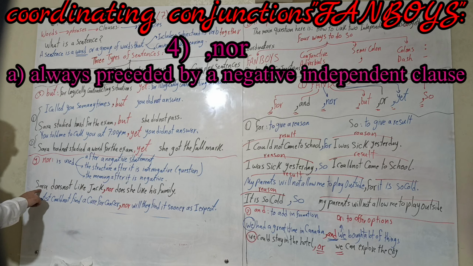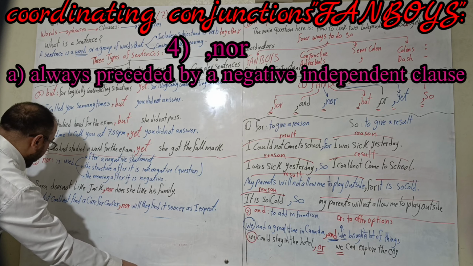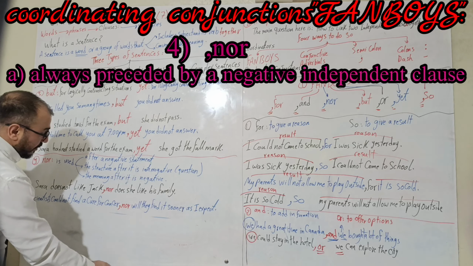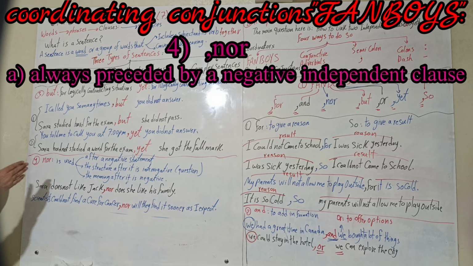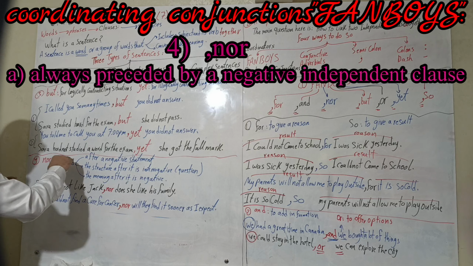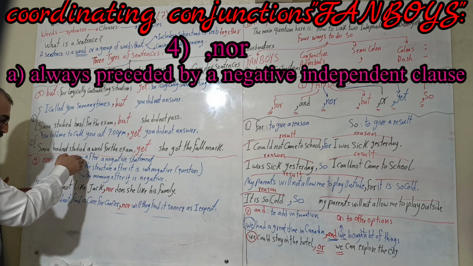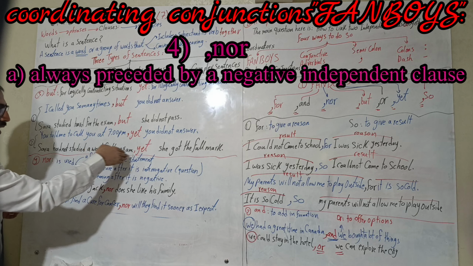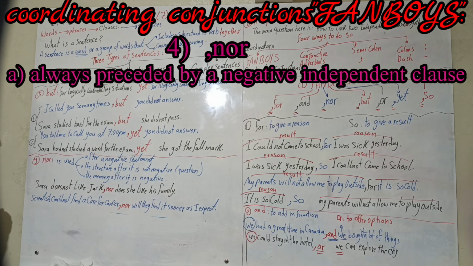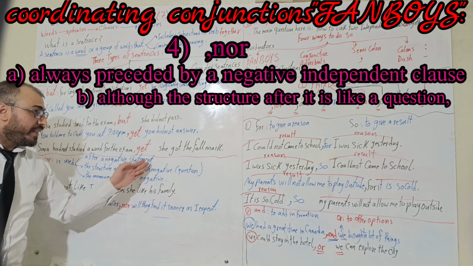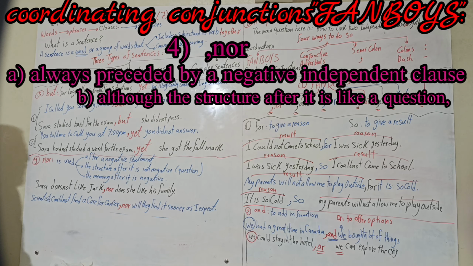And here, my friend, for example, we say Sarah doesn't like Jack. Scientists couldn't find a cure for cancer. This is here before nor. Always before nor, we use negative clauses, which means nor is used after a negative statement. The second point is that the structure after nor is interrogative or a question structure.